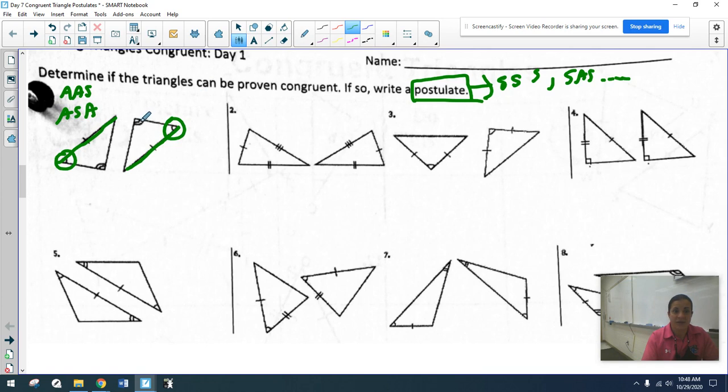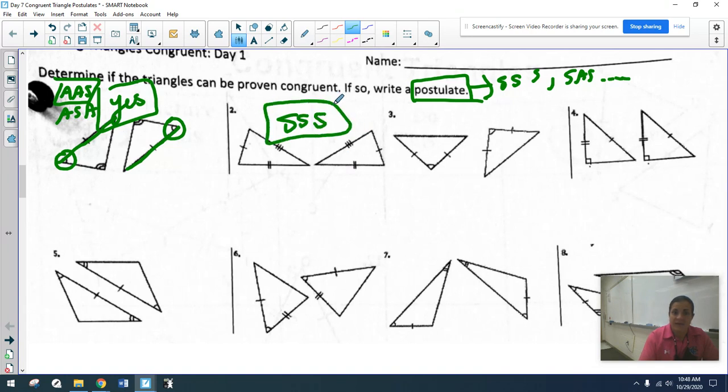It's not touching that angle. So this is a non-included side, which would mean that this is a yes, and it is AAS. Okay, down here, this is the most obvious of the two. You don't even really have to think about it. I've got one set of sides, two sets of sides, three sets of sides. So three sets of S's is SSS.